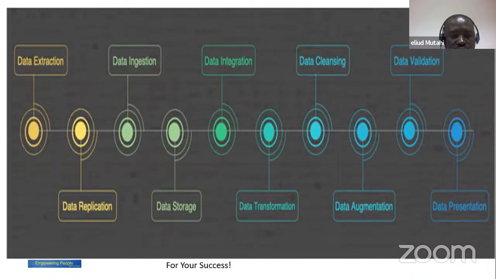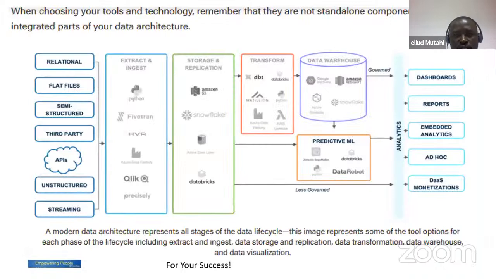Because, as we can say, in a modern data architecture, there is always a representation of the stages of the data lifecycle. So there are phases of extraction of data, where data is normally cleaned and stored, and you can replicate, you can transform that data, and you can now have visualizations. So this is a diagram showing various technologies that are used if you are trying to analyze your data.